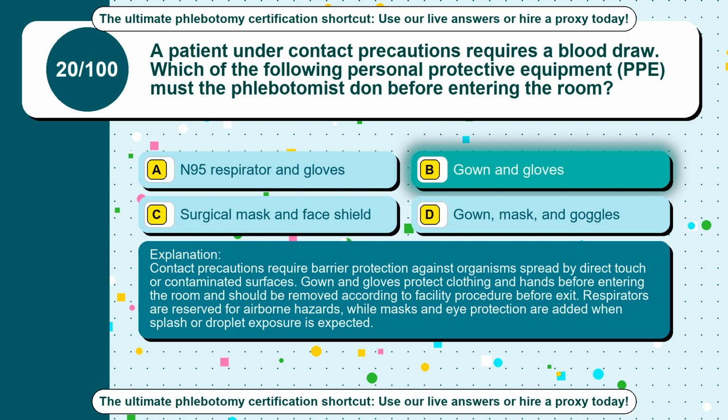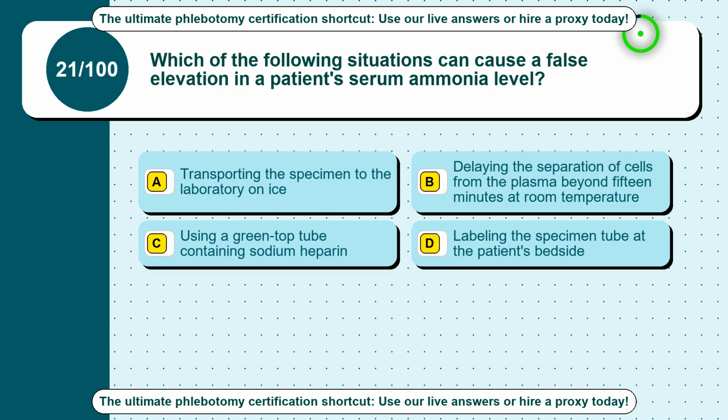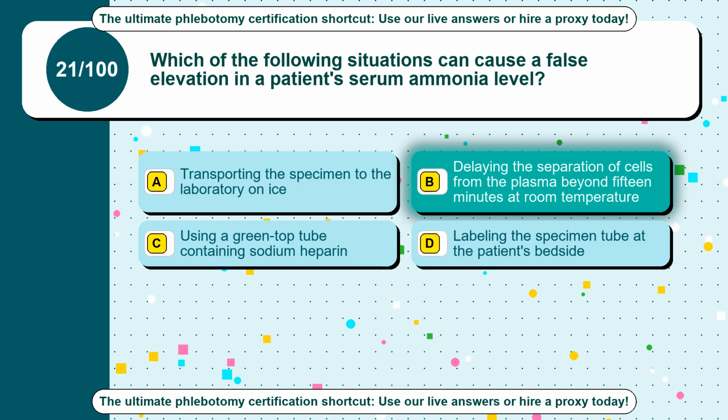Question 21. Which of the following situations can cause a false elevation in a patient's serum ammonia level? Option A, transporting the specimen to the laboratory on ice. Option B, delaying the separation of cells from the plasma beyond 15 minutes at room temperature. Option C, using a green top tube containing sodium heparin. Option D, labeling the specimen tube at the patient's bedside. The correct answer is option B, delaying the separation of cells from the plasma beyond 15 minutes at room temperature.